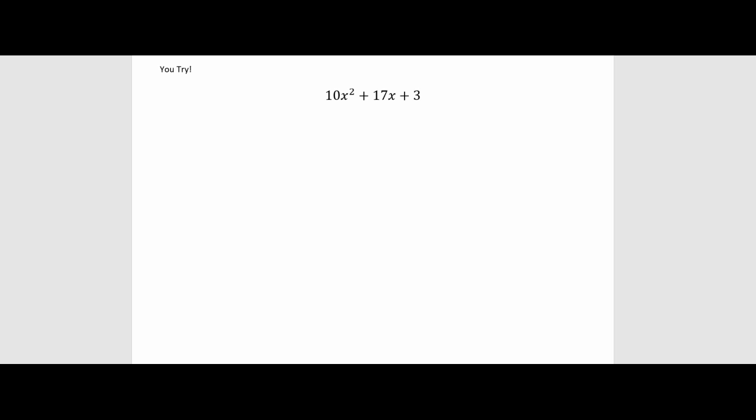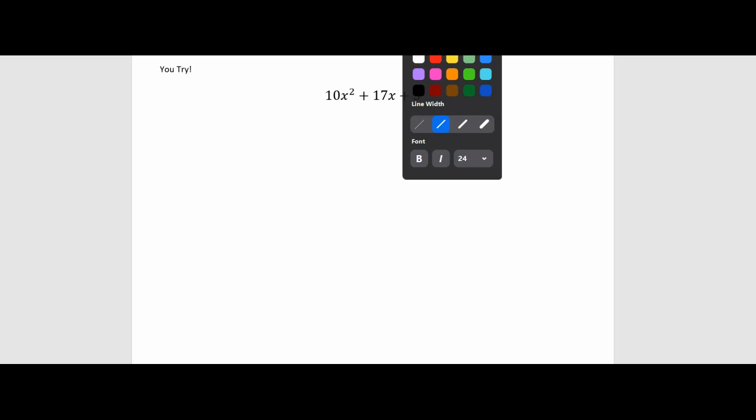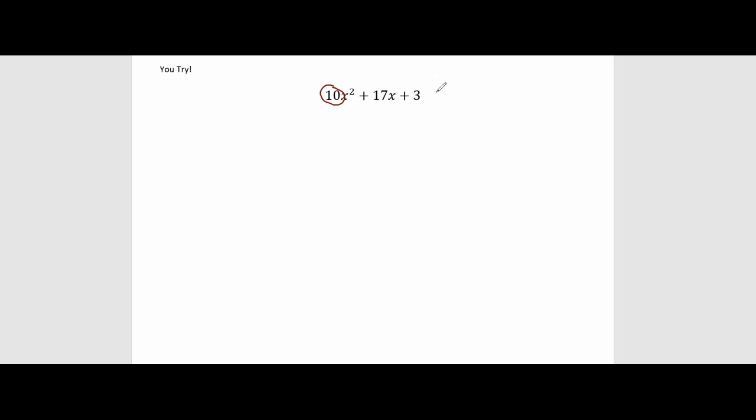All right, so if you remember, this is called the AC method. And we call it the AC method because we multiply the A and the C together. This 10 is A, this 3 is C. So A times C is equal to 10 times 3, which is equal to 30.